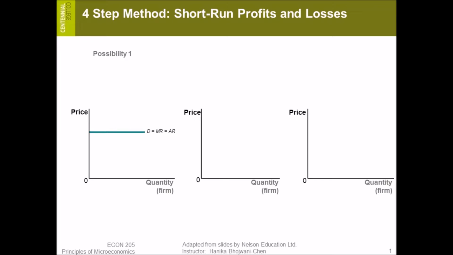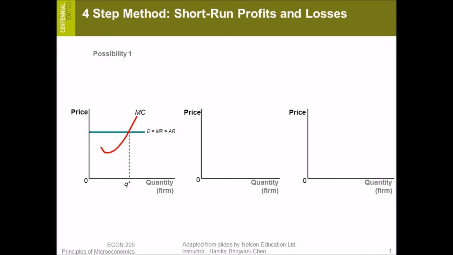It is also the marginal revenue and the average revenue curve. The first step is to find the profit maximizing output level, which is Q star. Find the intersection of marginal revenue and marginal cost curve. Go straight down to the horizontal axis to find Q star.